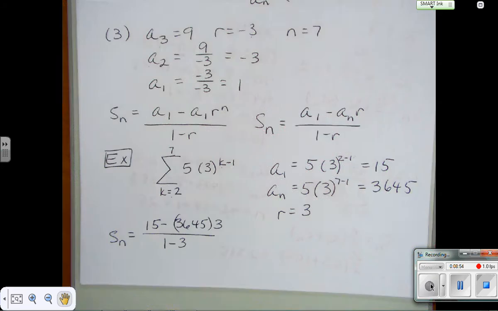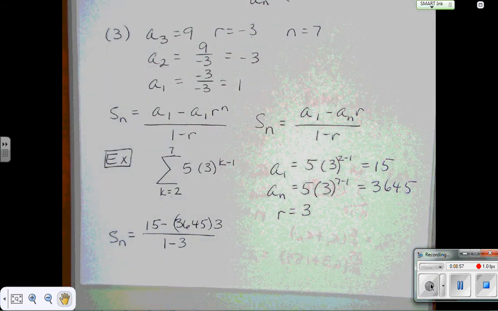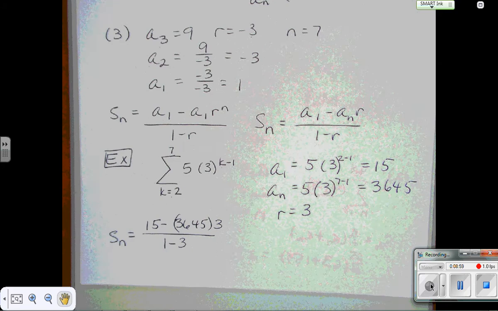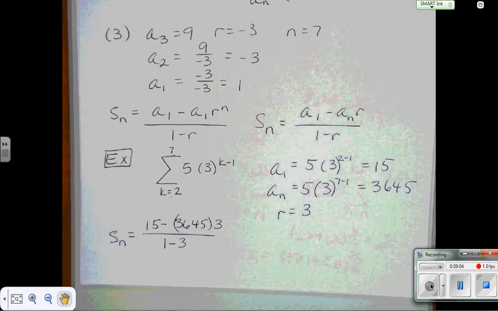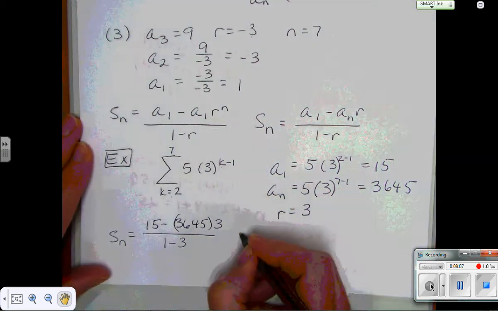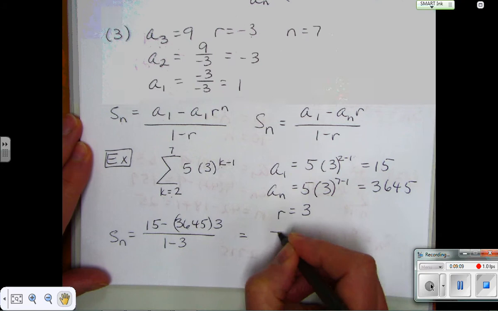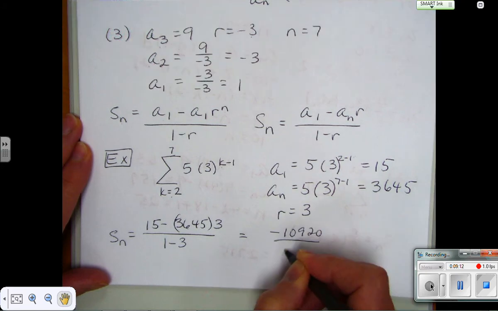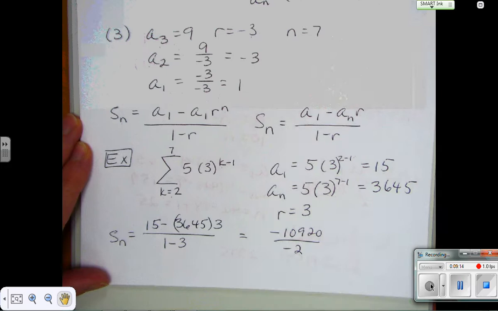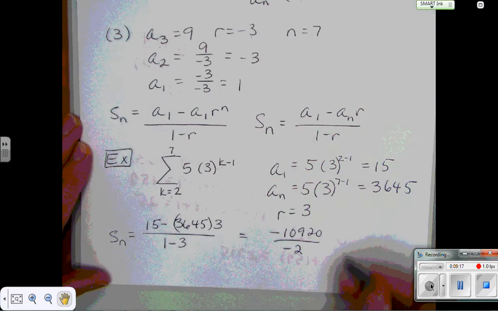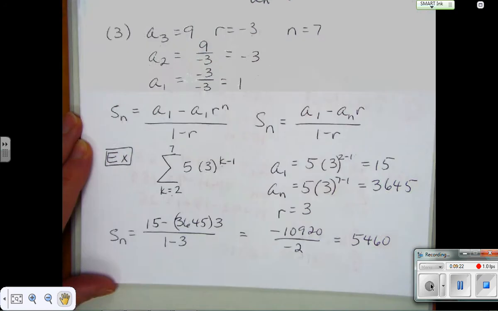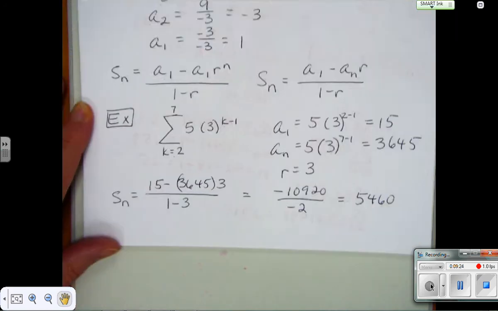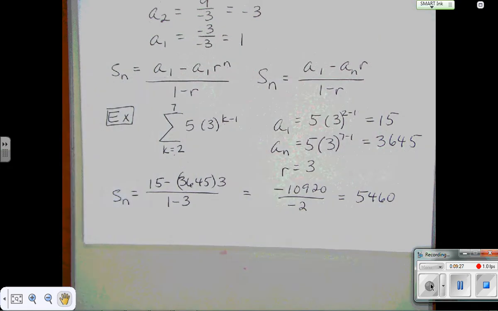So now we need to do our calculations. So for this top number, I'm getting negative 10,920, and I need to divide that by negative 2. And that gives me positive 5,460 for my sum. Any questions?